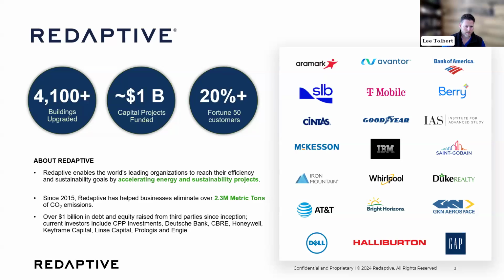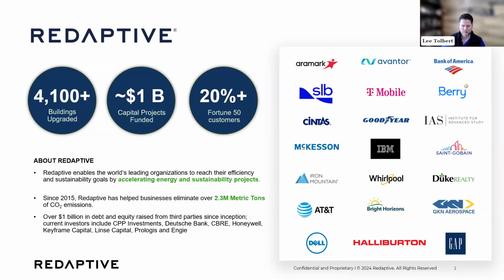As far as where Redaptive is today, we have raised over $1 billion in debt and equity. That means we have both project funding facilities as well as equity. What you can see from that is a very large portion of it is from very recognizable names in the marketplace focused on sustainability, like Canadian Pension Plan Investments, a very large investor in Redaptive, as well as Deutsche Bank, so you can continue to see where we're focused.